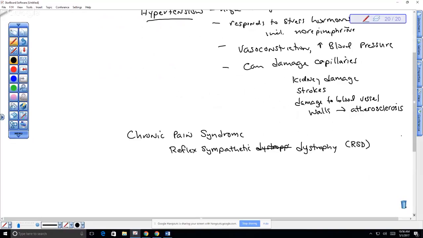Yes. Now, is that kind of like fibromyalgia? Because I know that that's kind of something that's controversial. Yes, this is different from fibromyalgia.